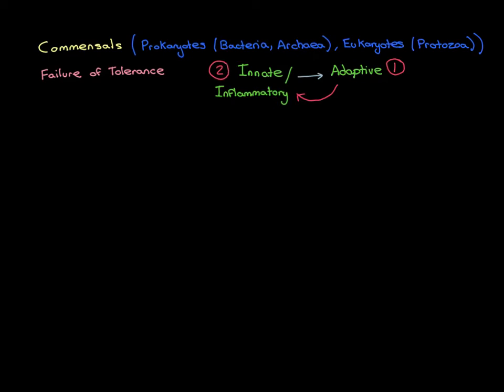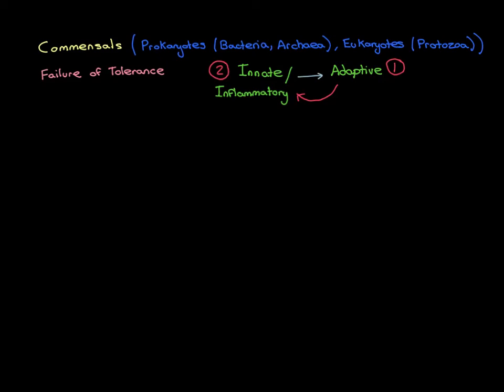So when the adaptive immune response attacks the commensals, it then calls the innate immune response, the inflammatory response, to attack the commensals as well. So this is how you're actually going to get inflammation occurring within the wall of the bowel. You're firstly going to get the adaptive immune response occurring, and it's then going to call for the inflammation to occur within the wall of the bowel.